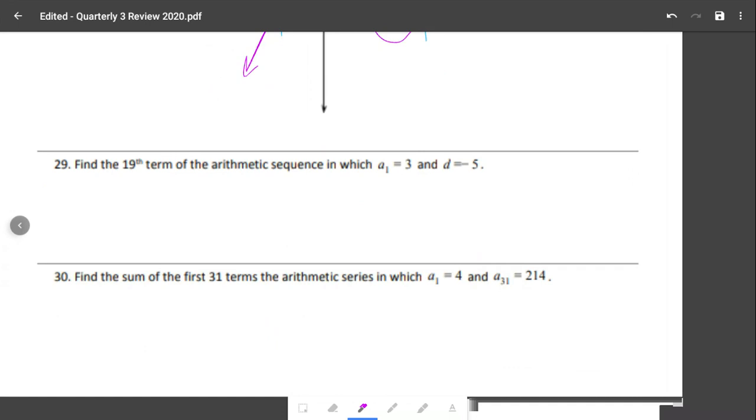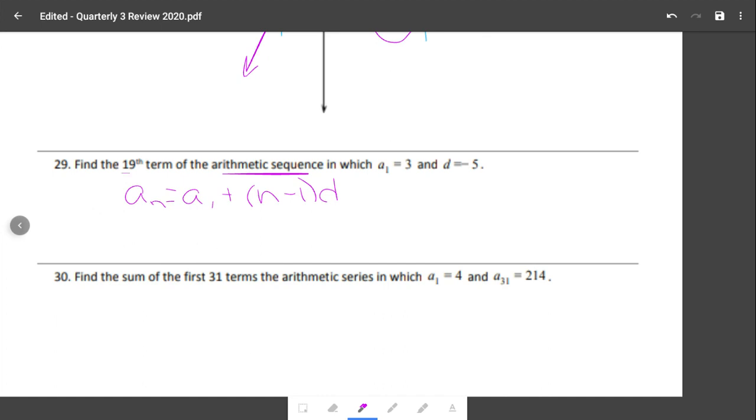29, this was the stuff we did right before we left school. So find the 19th term of the arithmetic sequence in which A1 equals 3 and D, remember that is your common difference, what we are adding as we go from one term to the next, is -5. So the formula, which you do not have to have memorized, especially since this quarterly is a take-home, so you can easily pull up this formula.